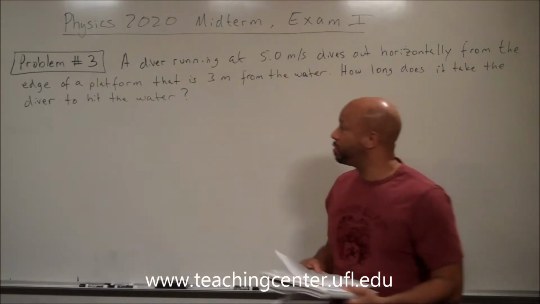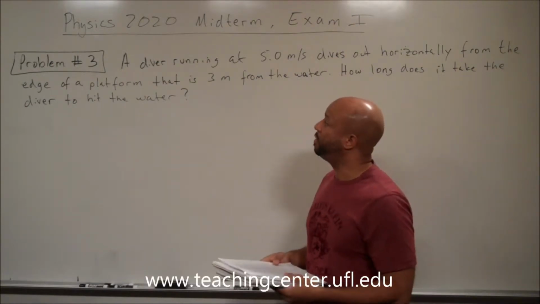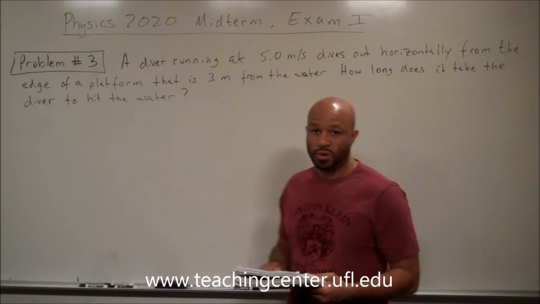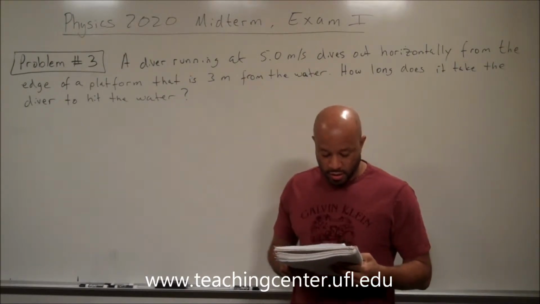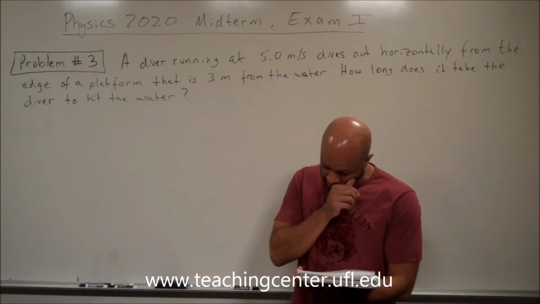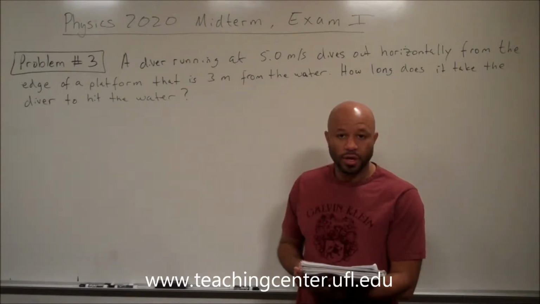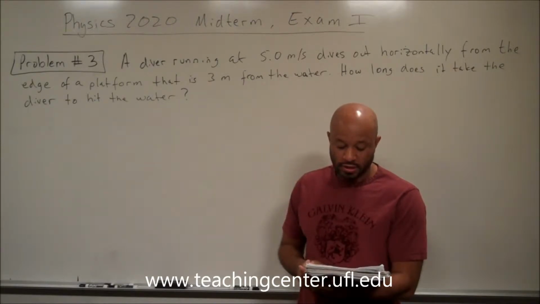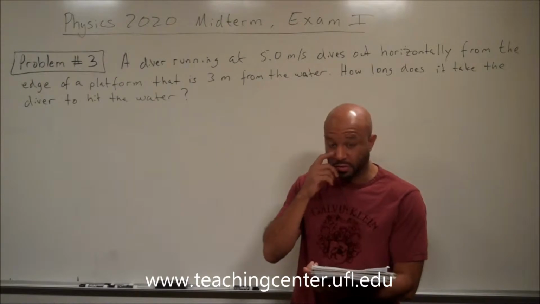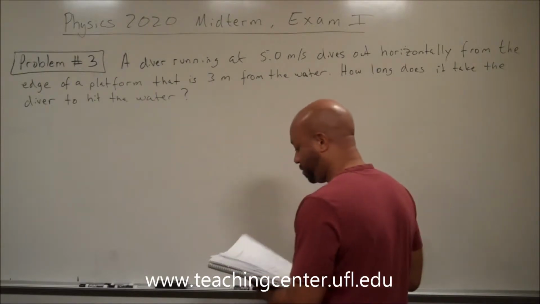Okay, so I'm going to work through problem number 3 in the Physics 2020 Midterm Exam 1. In this particular problem, it says that a diver running at 5 meters per second dives out horizontally from the edge of a platform that is 3 meters from the water. How long does it take the diver to hit the water?